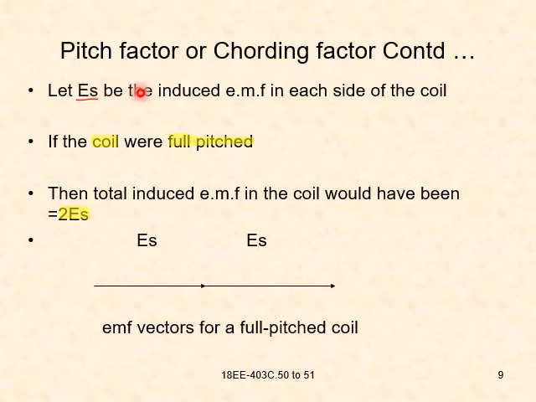Where ES is the induced EMF in each side, that is why we denoted it as ES. If the coil were full pitched, then the total induced EMF in the coil will be 2 ES. So if we make the vector for a full pitched coil, the EMF vectors lie on the same plane, in the same phase.